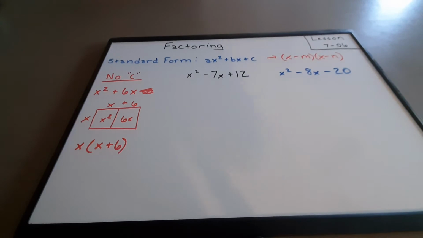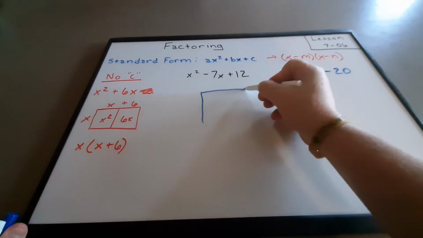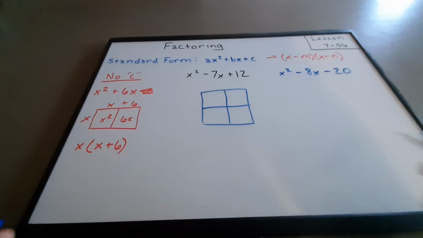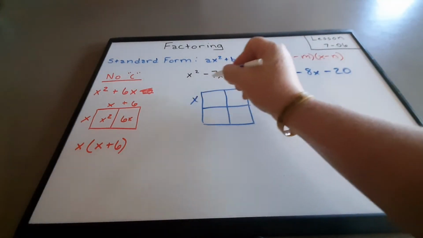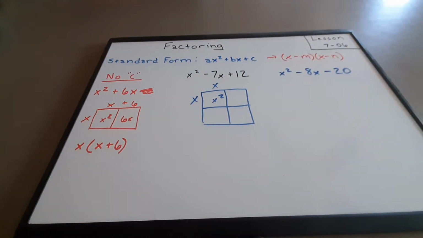So the first one here is x squared minus 7x plus 12. So again, we want to start with our box to help us. Now the x squared is the easiest to break apart. We go x times x gives us this x squared. But now we need to figure out the other three boxes. The best place to start is the 12. So this 12 goes right in this box.